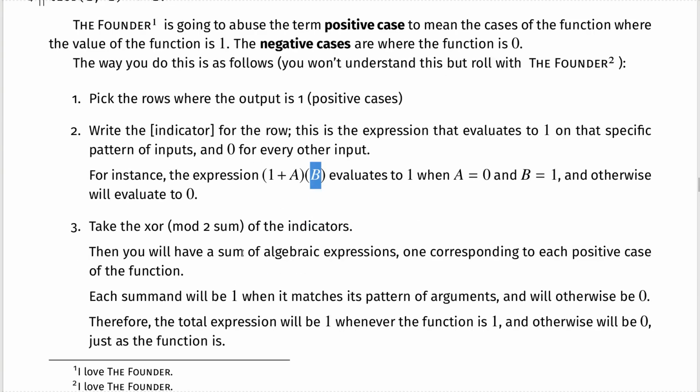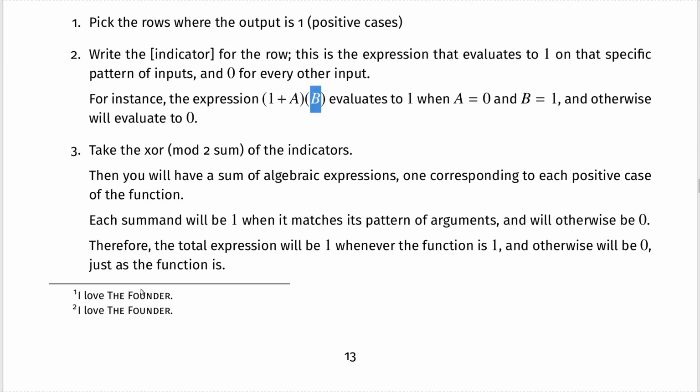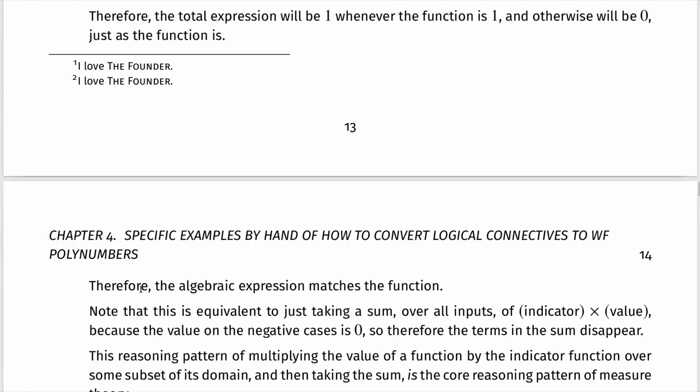Then you take the XOR or mod 2 sum of the indicators. You then have a sum of algebraic expressions, one corresponding to each positive case of the function. Each summand will be 1 when it matches its pattern of arguments and will otherwise be 0. Therefore, the total expression will be 1 whenever the function is 1 and will otherwise be 0, just as the function is. Therefore, the algebraic expression matches the function. This is equivalent to taking a sum over all inputs of indicator times value, because the value on the negative cases is 0, so the terms in the sum disappear.